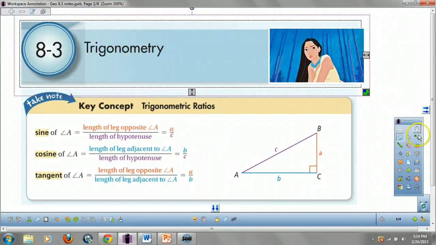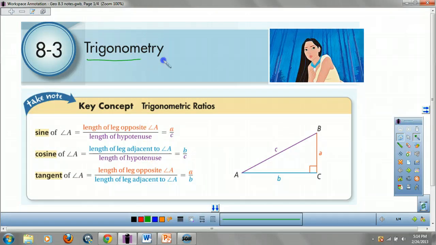Today we are looking at 8.3 trigonometry. A long time ago, when your parents were in school, this was its own separate class. Now you get to learn it in geometry, because guess where it occurs? It's on the ACT now, guys.